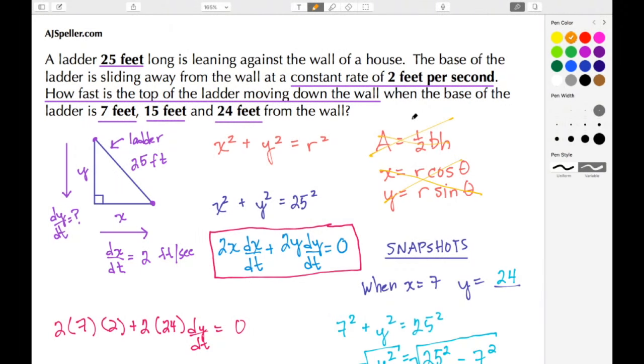Welcome back to ajspeller.com. In today's tutorial, we're going to use the TI-84 Plus C to model the following problem that we've solved in a previous tutorial.